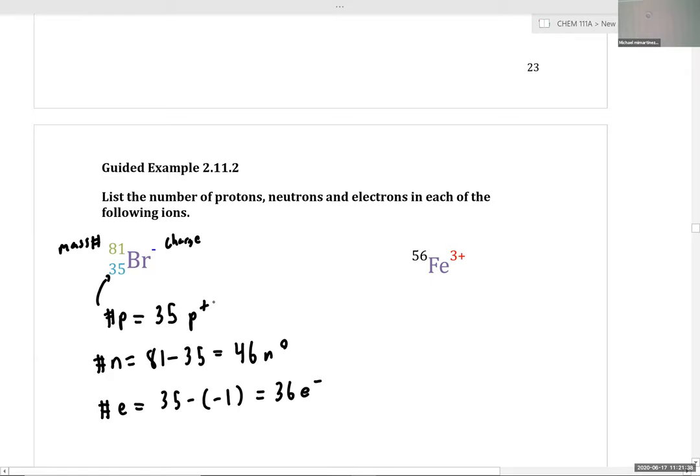Does this first example make sense? Any questions on this first example?